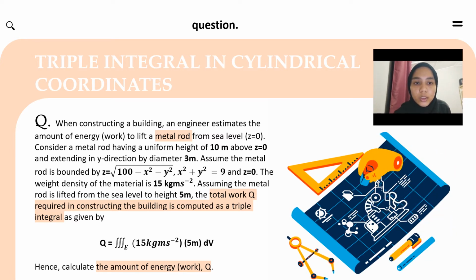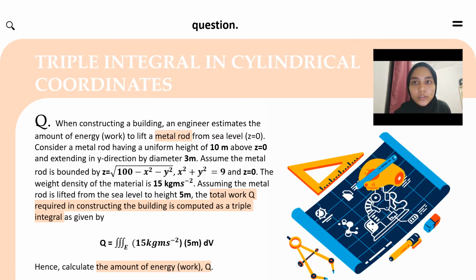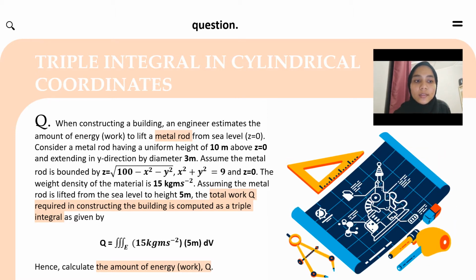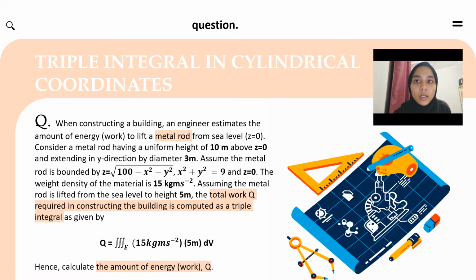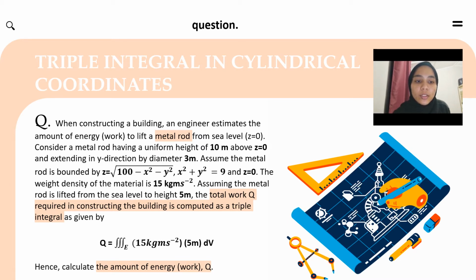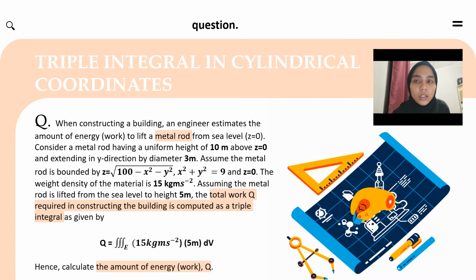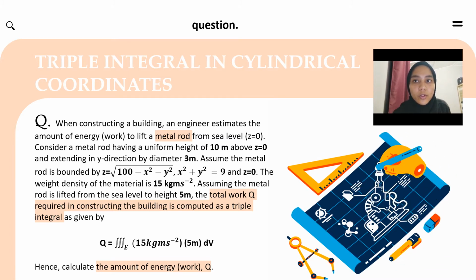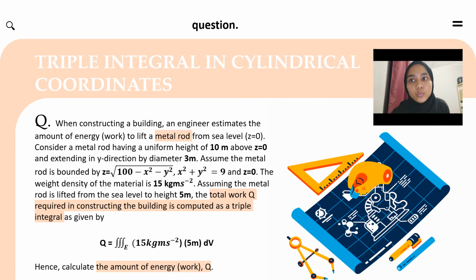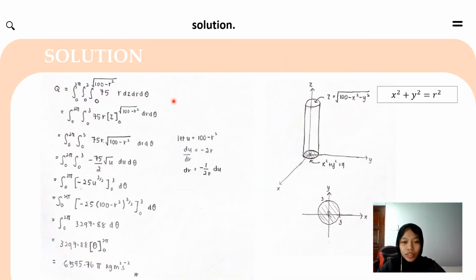The total work Q required in constructing the building is computed as a triple integral, given by Q equals triple integral of 15 kg meter per second squared times 5 meters dV. So calculate the amount of energy, work, which is Q. From the equation given in the question, we have Q equals triple integral 75 r dz dr d theta. Instead of using dy dx, we use r dr d theta because our region is a circle.